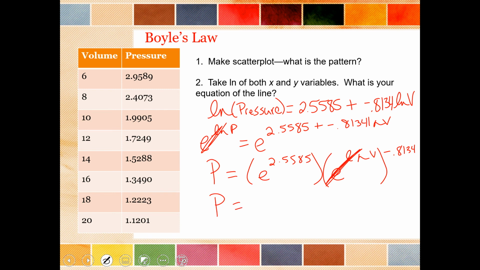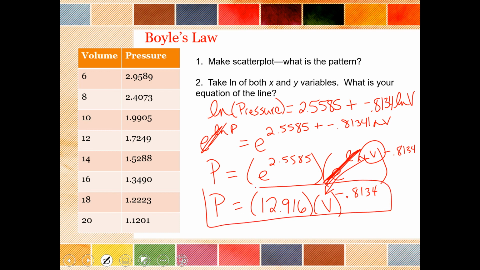So you need to find e to the 2.55 power. E is right above the natural log button. E to the 2.5585 power is 12.916. Like I said, if you're getting slightly different numbers, it might just be because I made a typo, or maybe you made a typo. So remember the e and the natural log cancel out. This goes down to becoming the base, and then the negative 0.8134 is your power.